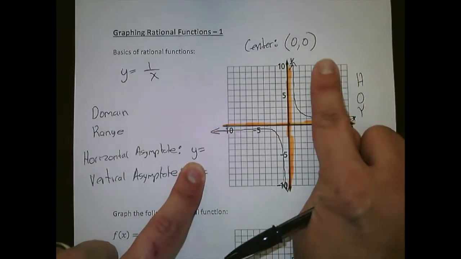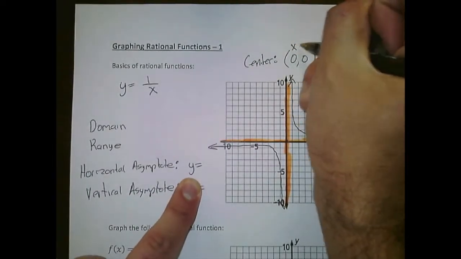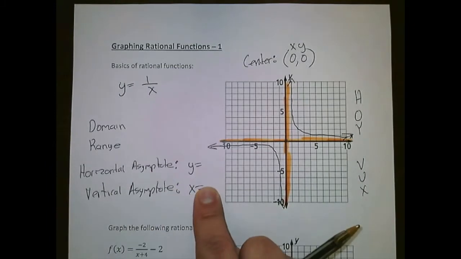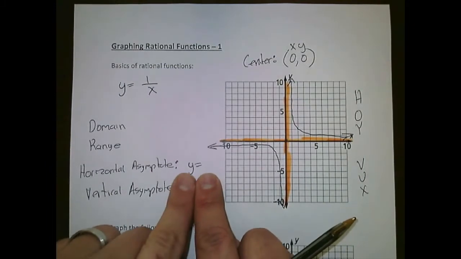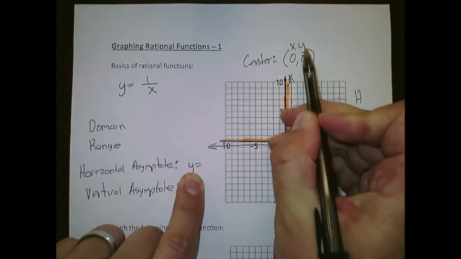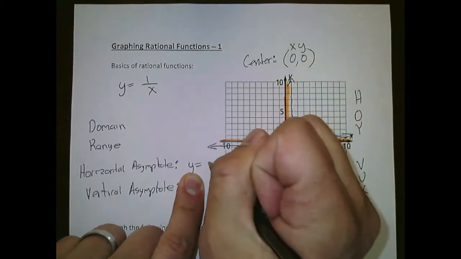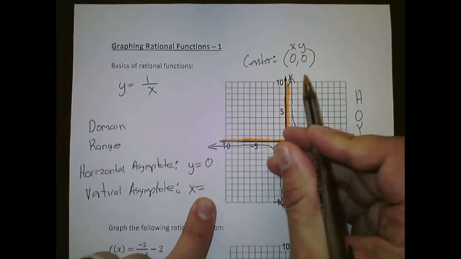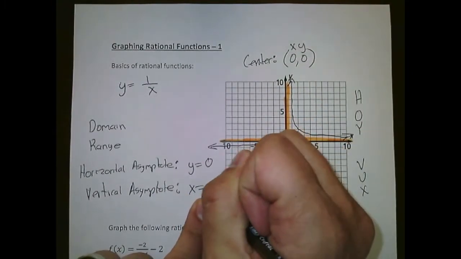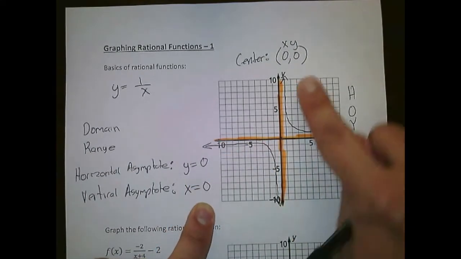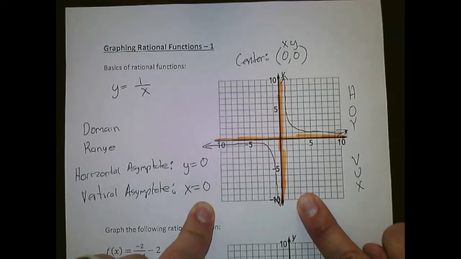Now here's where this center point comes in handy. The x, y values of that center point are going to help you with the horizontal and vertical asymptotes. I want y equals, well, y equals 0, because that is the y value of that center point. And when I want the vertical asymptote, I want the x value here. So x equals 0. Those are the equations of the horizontal asymptote and the vertical asymptote.